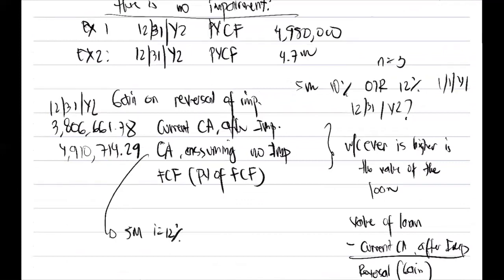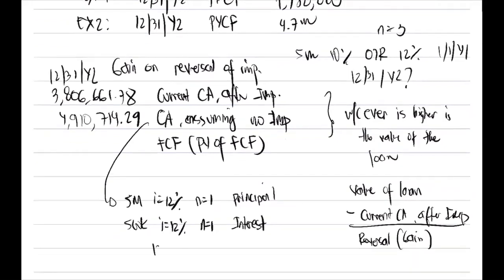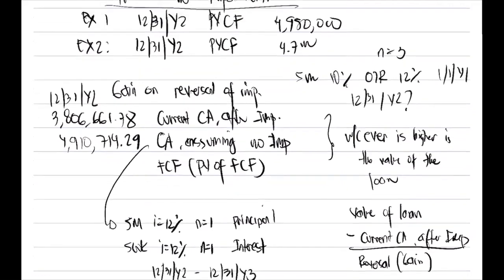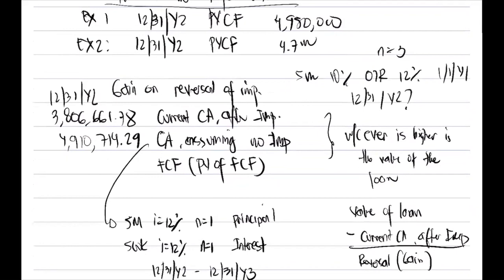to 12%, N is equal to 1. This is for principal. For the interest, 500,000, I is equal to 12%, N is equal to 1. Okay. 1 year na lang kasi December 31, year 2, until December 31, year 3 na lang yan. Okay, guys? Ayan, sundan ba?